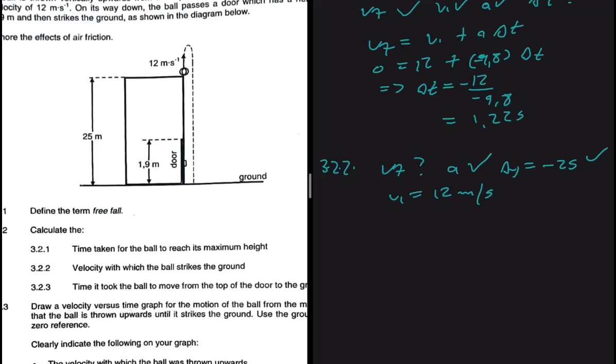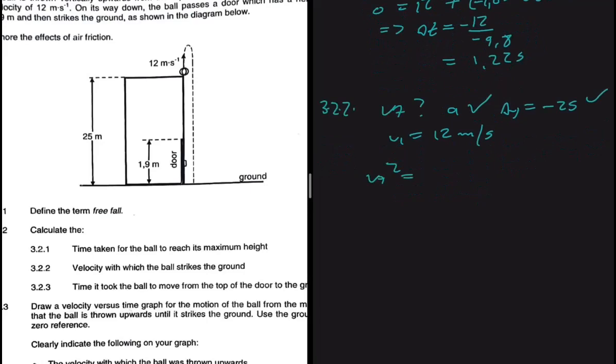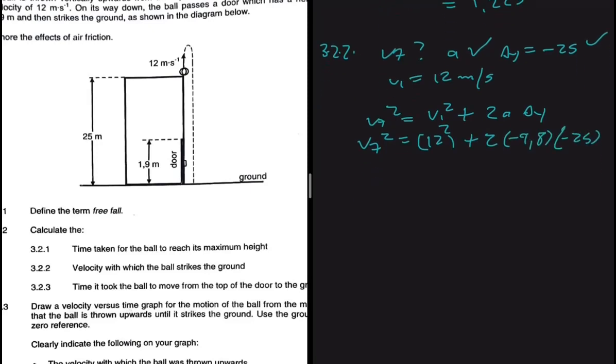Which formula can we use? We're going to have VF squared equal to VI squared plus 2A delta y. So VF squared is exactly what we're looking for. VI is 12, and then 2 multiplied by A, minus 9.8, delta y, minus 25, right? So here, if we take the square root on both sides, we should get VF equal to 25.1794 meters per second downwards, right? Downwards. Let's put the direction there.